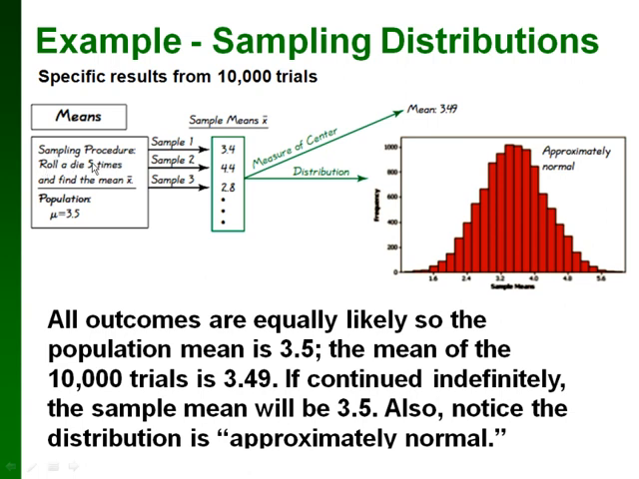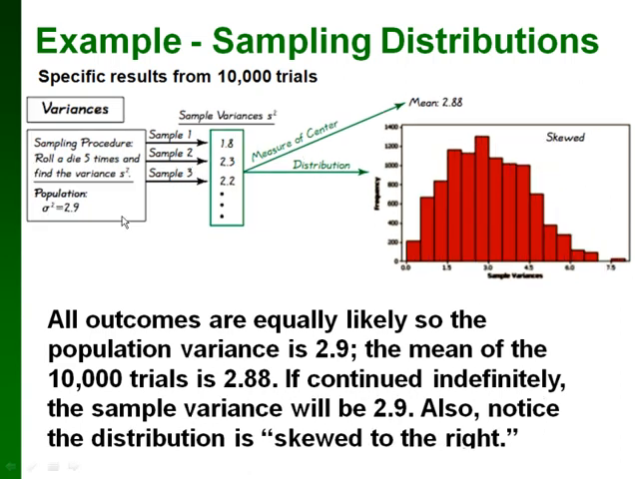Here's our procedure: we roll a die 5 times and we find the sample mean x bar. Now in this case, since we've got a fair die, all 6 outcomes are equally likely. So if we found the population mean, which would be the expected value of our original probability distribution, that would be 3.5. If we continue this process through 10,000 trials, here's one example of having done this. The mean turned out to be 3.49. And here's a graph of what the distribution looked like after the 10,000 trials. So notice it looks very much like a normal distribution.